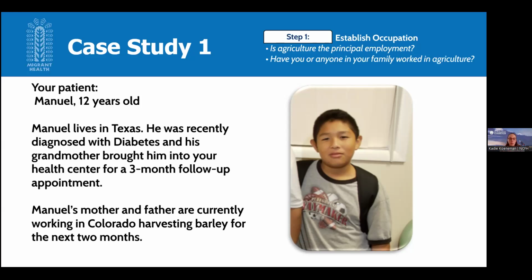Okay, so we have Manuel. He's 12 years old, lives in Texas. He was recently diagnosed with diabetes, and his grandmother brought him into your health center for his 3-month follow-up appointment. We know that Manuel's mother and father are currently working in Colorado harvesting barley for the next 2 months. So, step 1, establishing occupation.